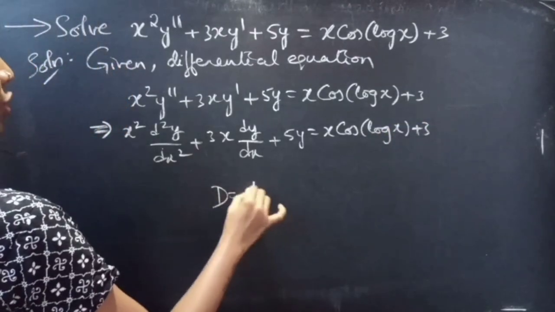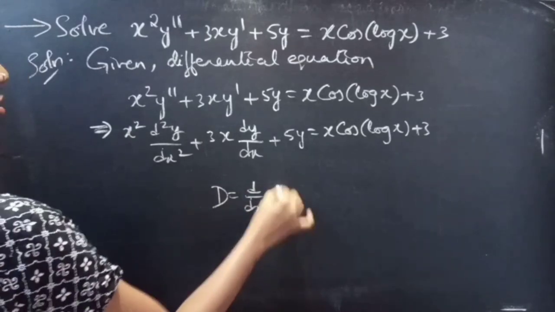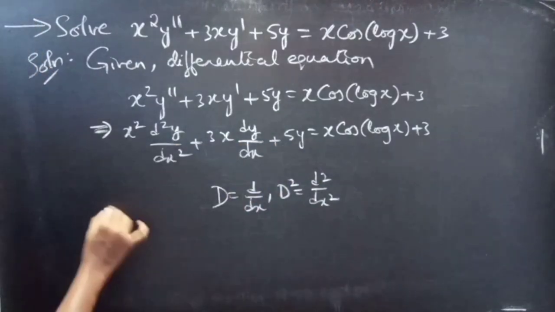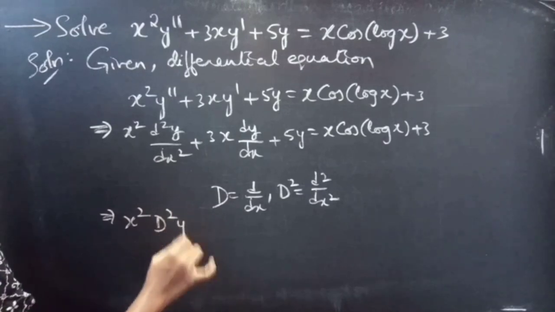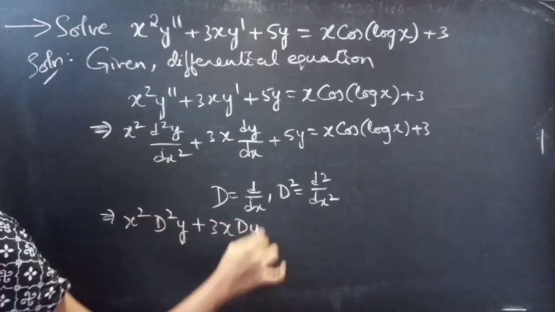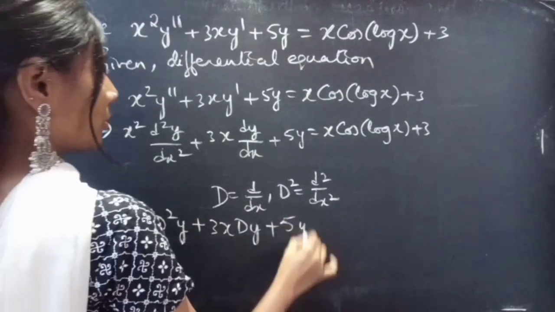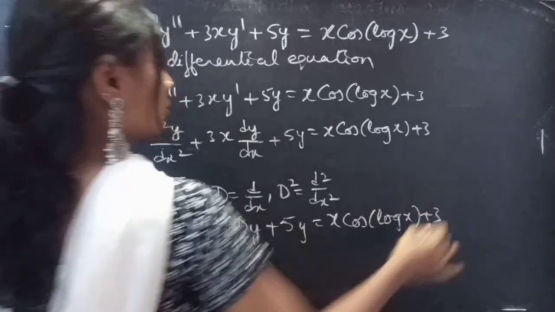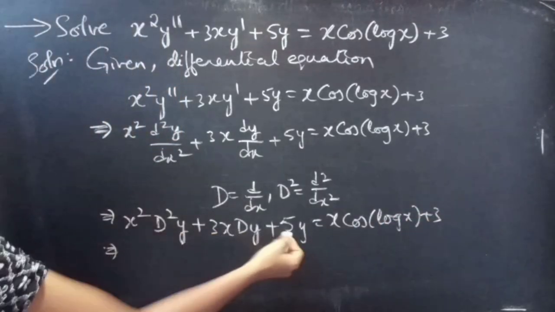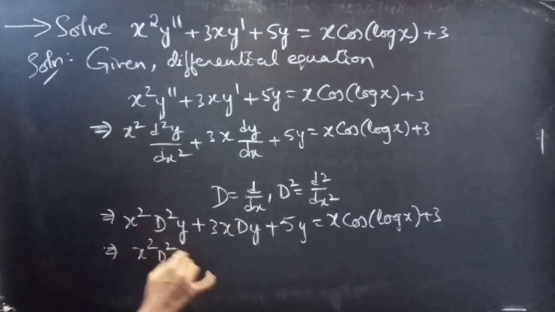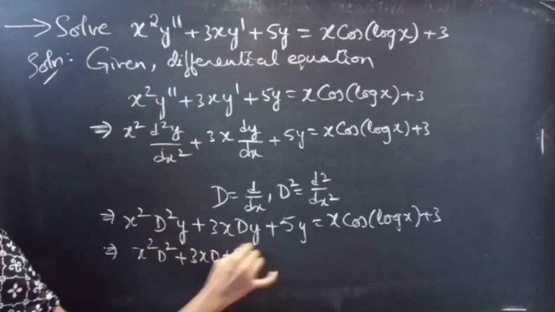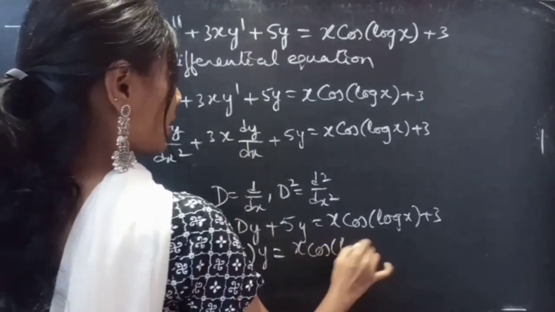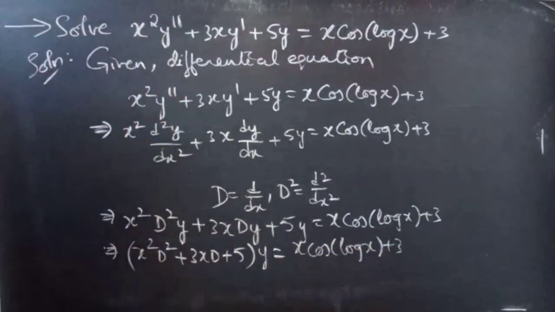We know that D is a differential operator whose independent variable is x. Likewise, D square is d square by dx square. Now we can write this equation as x square D square y plus 3x Dy plus 5y equals x cos of log x plus 3. Now take y common from all these three terms. We'll get x square D square plus 3xD plus 5 into y equals x cos of log x plus 3, which is a Cauchy's equation.